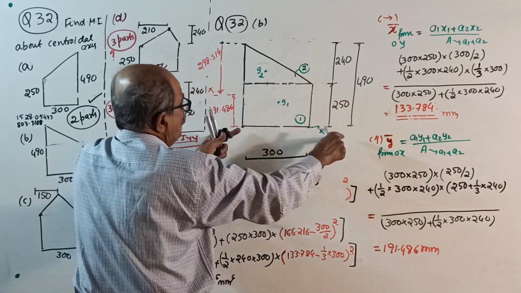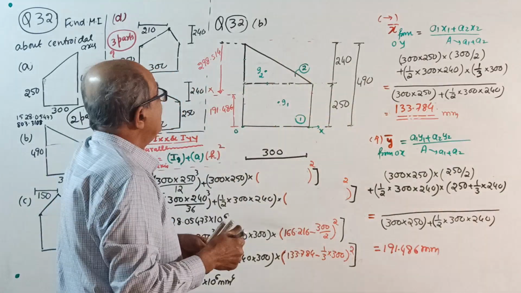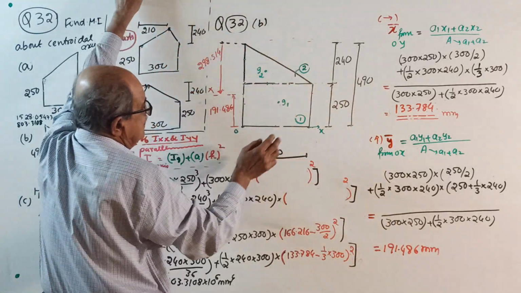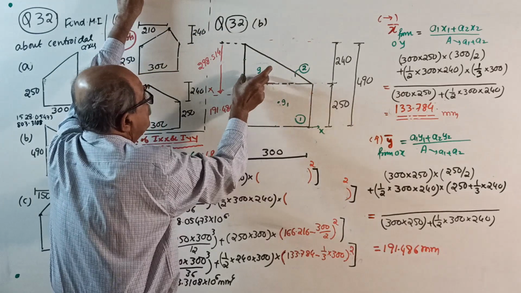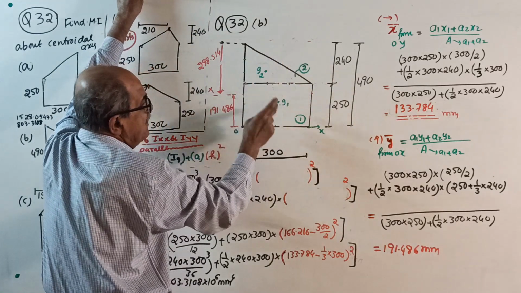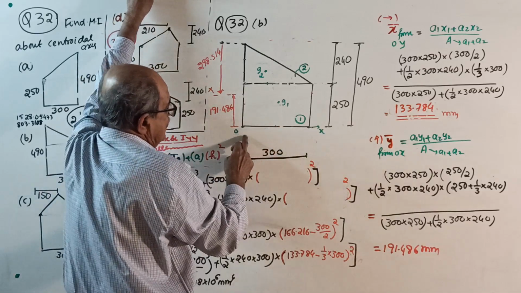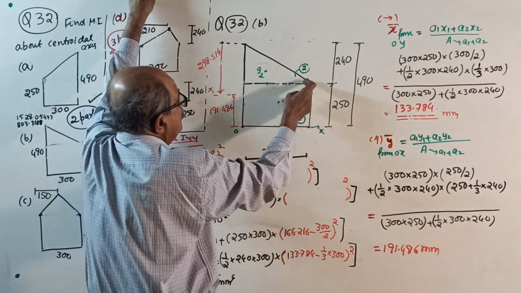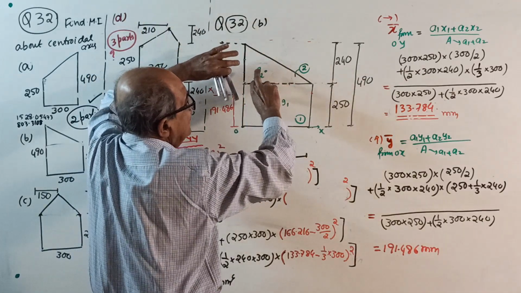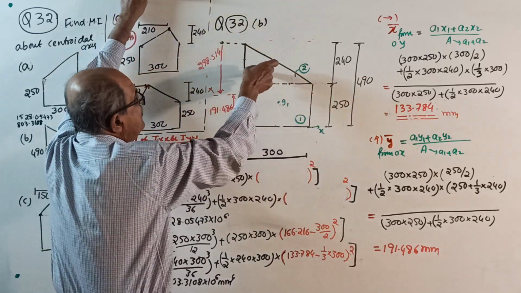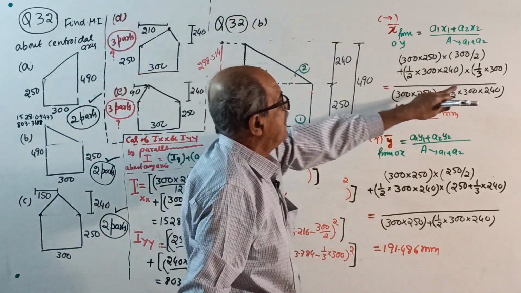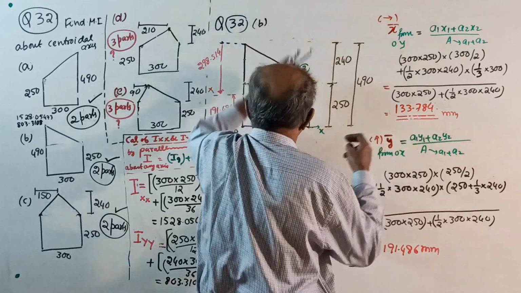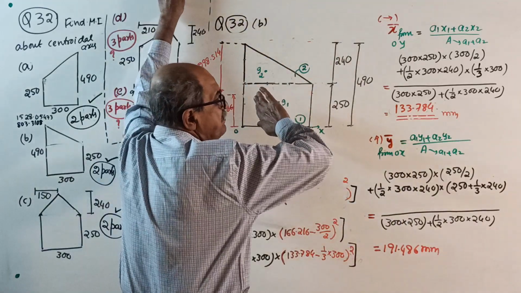G1, G2. Once again, OX, OY, same X bar, Y bar. You have to calculate. Don't see these numbers, only see this much. This is 1/3, this is 2/3. This will remain same. X bar equals 300 into 250 into 300 by 2, plus half into base into height into, see, last time it was 2/3, now this distance is 1/3 of 300, divided by the same. X bar came 133.784.